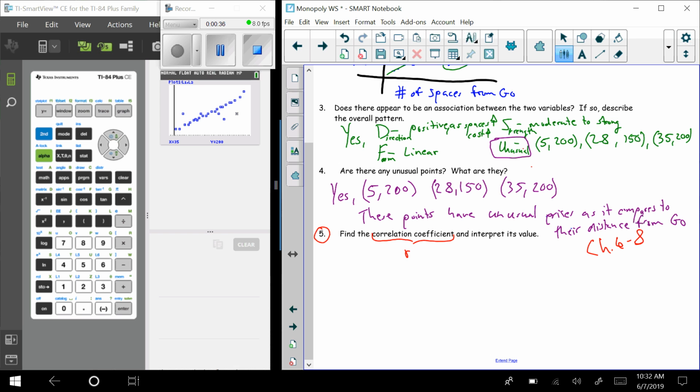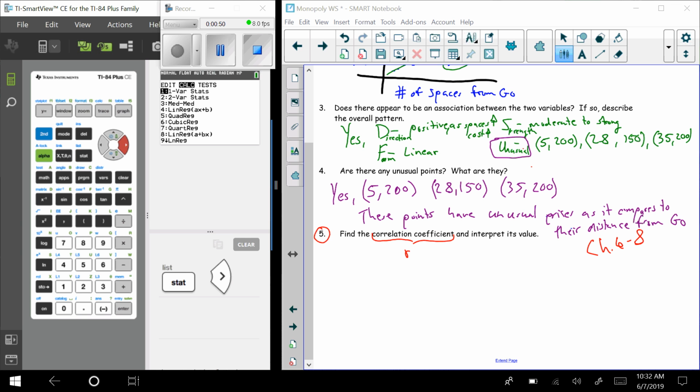So here we're going to use the calculator to calculate this. And the way we do it is we have to make a linear regression model. So to do that, we can hit stat, go over to calc. I want the calculator to calculate something. And then you can see there's a couple different linear regression models. It doesn't necessarily matter which one you choose. I like to use number 8. Okay, so I'll click 8.